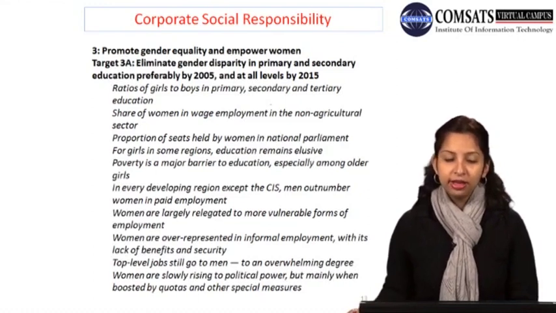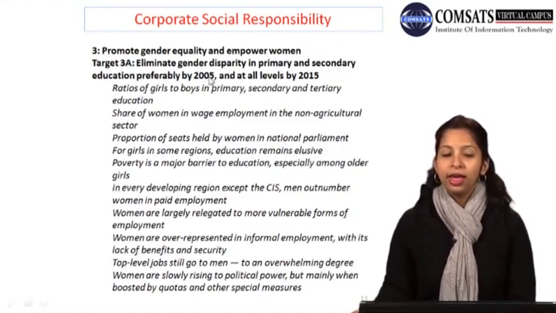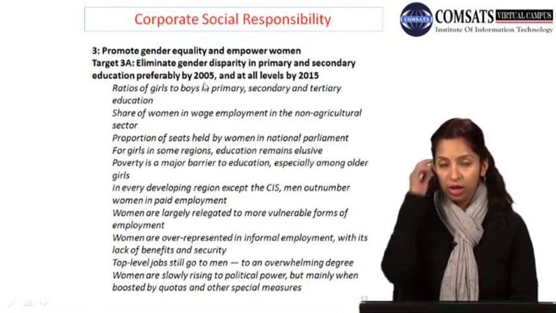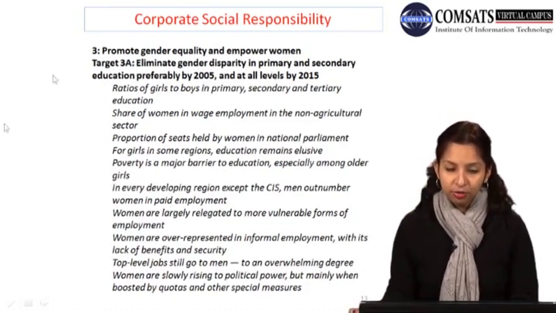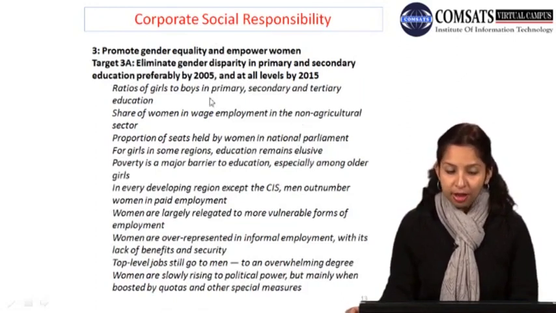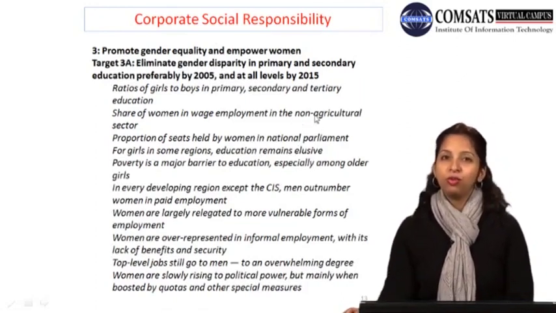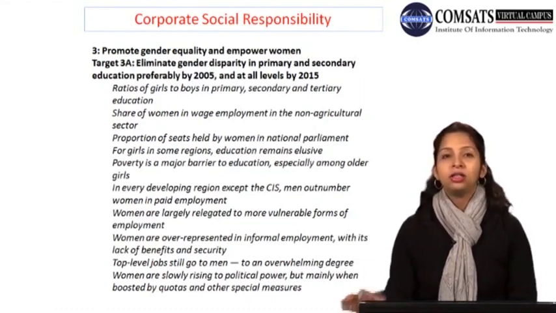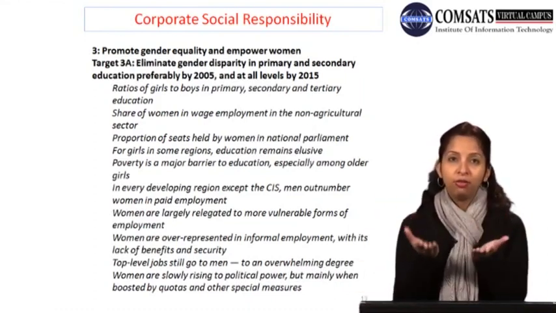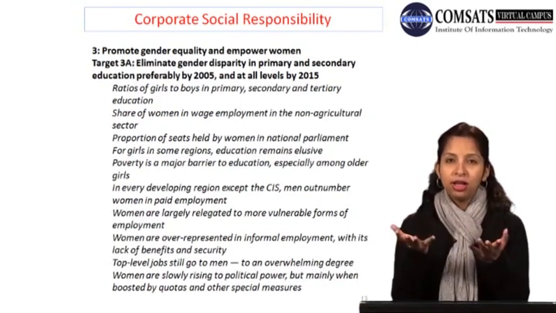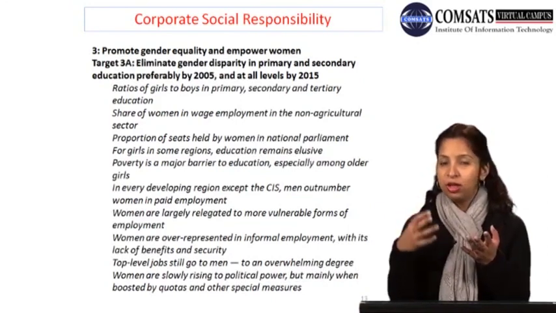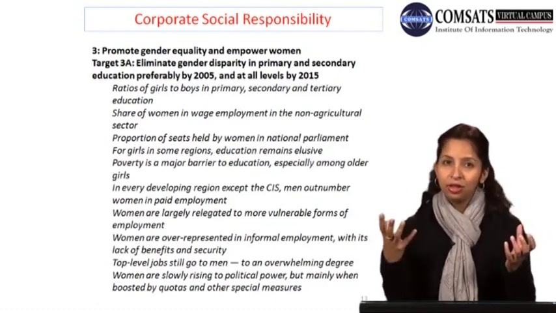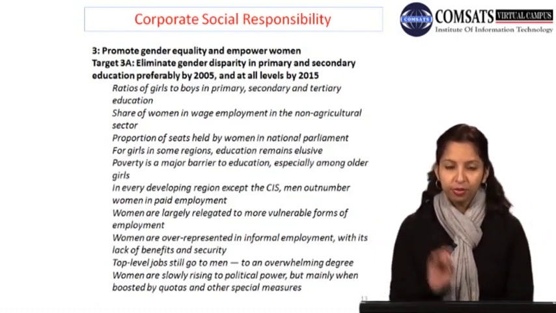So this is basically ki aapka goal is to eliminate gender disparity in primary and secondary education. And aap jab in sab cheezon ko dekhenge, in sab aspects ko, in sab points ko improve karenge, automatically gender disparity khatam ho jayegi, automatically equality between men and women ki baat hone lagegi, automatically there's going to be no distinction between a boy getting a job and a girl getting a job, or a man getting a job, or a woman getting a job.